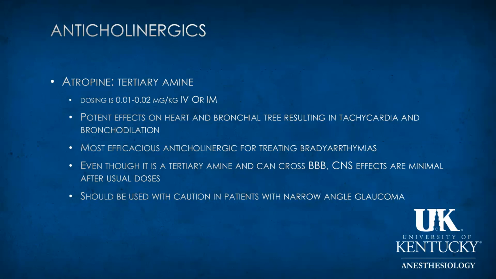Let's talk about specific anticholinergics. Atropine. Atropine is a tertiary amine. Dosing is 0.01 to 0.02 milligrams per kilogram IV or IM. Atropine has potent effects on the heart and bronchial tree, resulting in tachycardia and bronchodilation. It's the most efficacious anticholinergic for treating bradyarrhythmias. As such, it is seen in the ACLS algorithm for treating bradyarrhythmias.